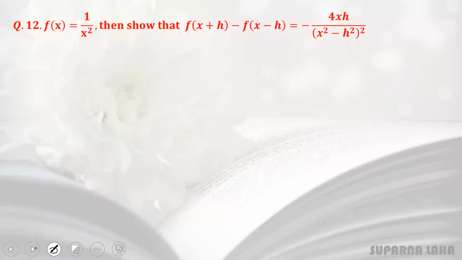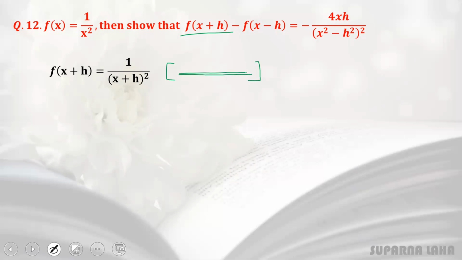This is this. f(x) is equal to 1 upon x square. Okay. Then show that f(x + h) minus f(x − h) is equal to minus 4xh by (x square minus h square) whole square. So firstly find f(x + h). In the place of x, put x plus h, and you can write down that putting x equals to x plus h, we'll find 1 by (x + h) the whole square.